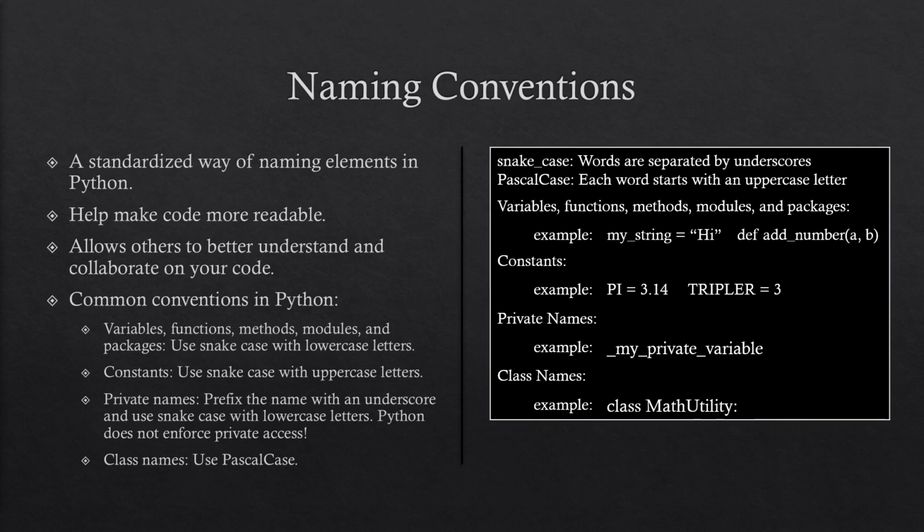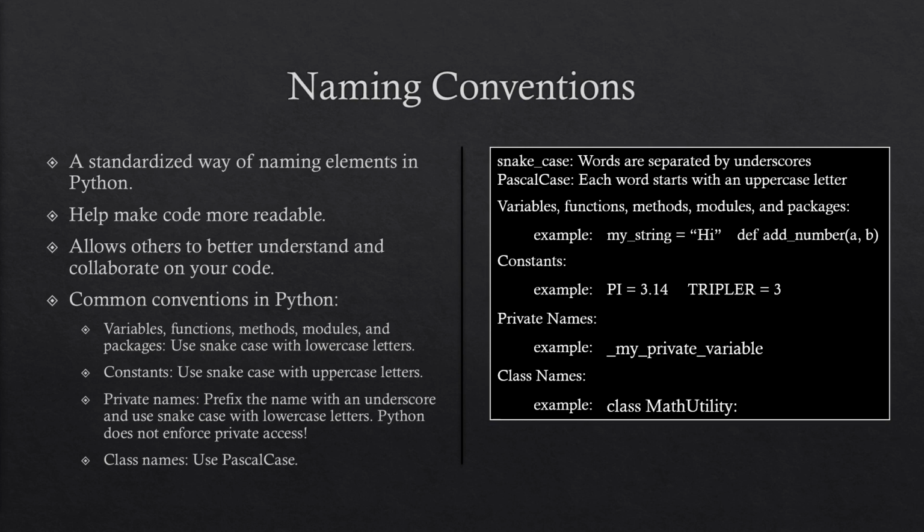For the constant, I have the all uppercase pi and all uppercase tripler. For private names, I prefix the variable with an underscore. And for class names, I have a capital M and capital U as the first letter of each word. For constants and private names, this is not something that Python enforces.